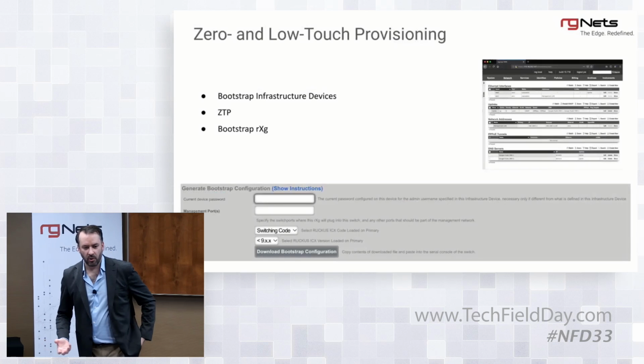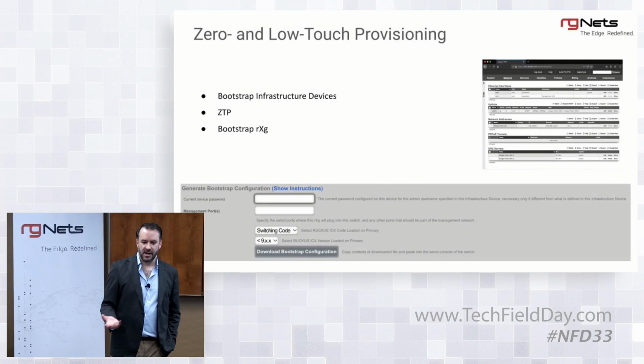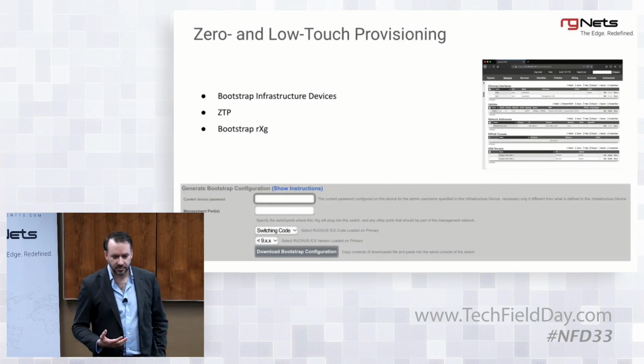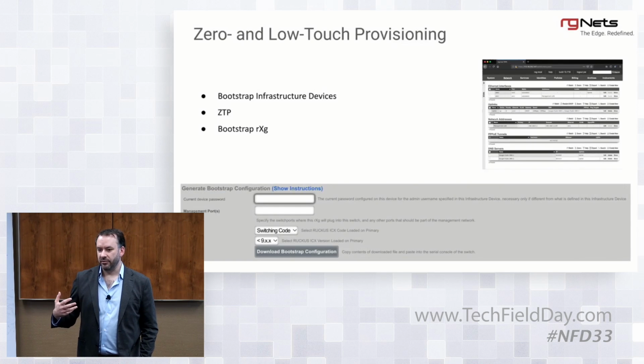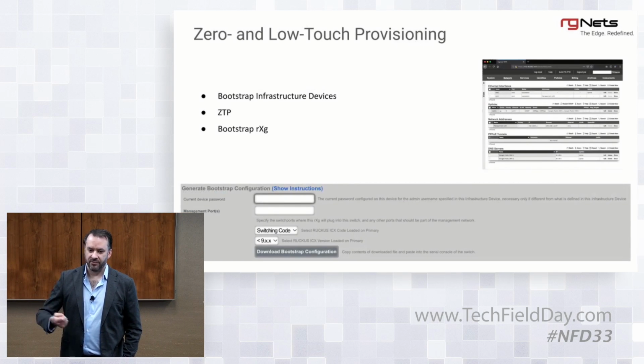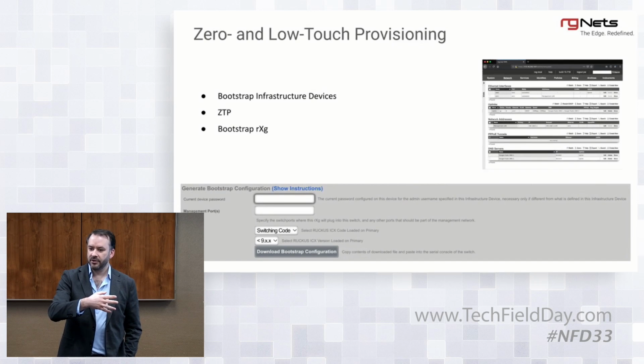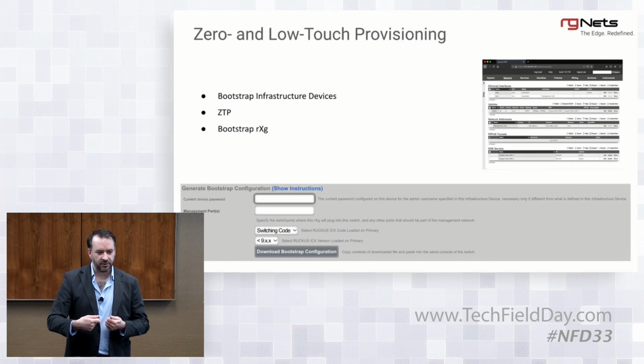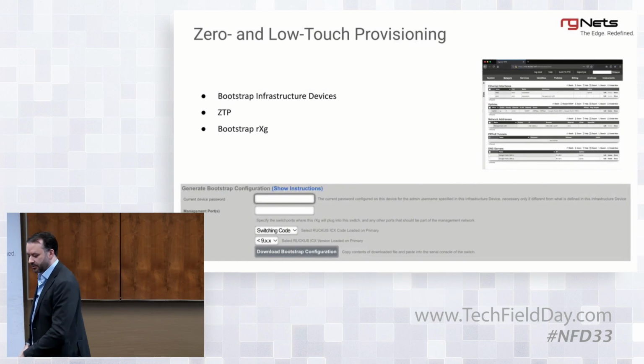We can also bootstrap a whole rXg as well. The rXg is the name of our operating system, and essentially we can bootstrap that using something that we call Fleet Manager. So if you have a DHCP service or a DNS service that you can push down to the rXg, you can automatically discover the Fleet Manager server and automatically pull down a configuration for the rXg as well.